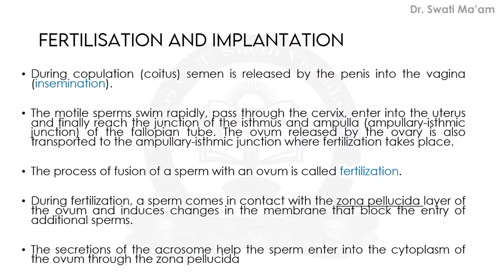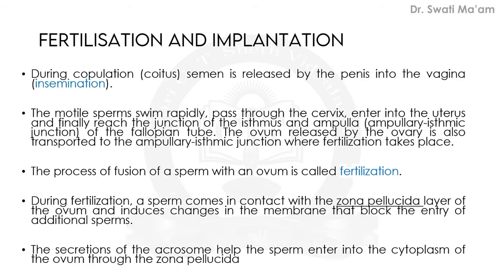So, students, today we will start the next topic, which is fertilization and implantation. The two words are separate, so let us understand the meaning of these two words. First is fertilization, which we have understood earlier. It is the fusion of male and female gametes. Here also, during copulation, the semen is released by the penis into the vagina, and this process is known as insemination.